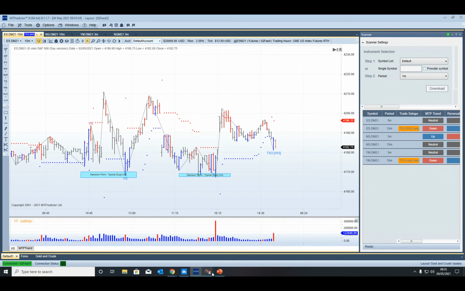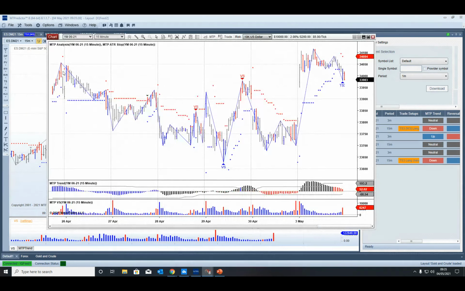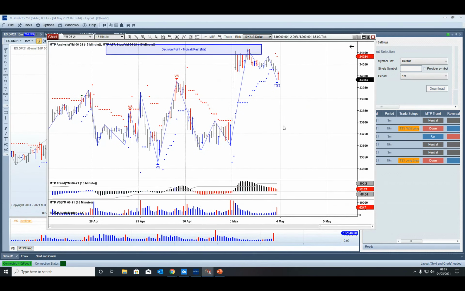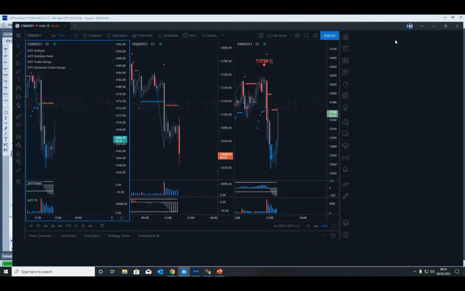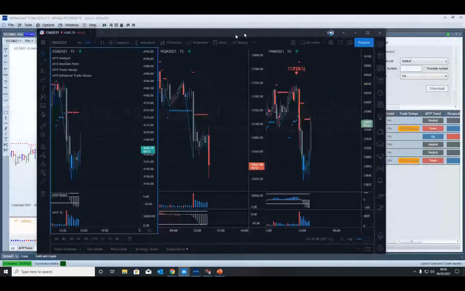If you're using NinjaTrader, we have the same tools in NinjaTrader as we do in our standalone version, as we do in our TradingView ones as well. Interesting, the markets did have a bit of a sharp decline here fairly recently. These are 15-minute charts of the ES, NQ, and YM, but we have the same setups in our TradingView indicators as well.